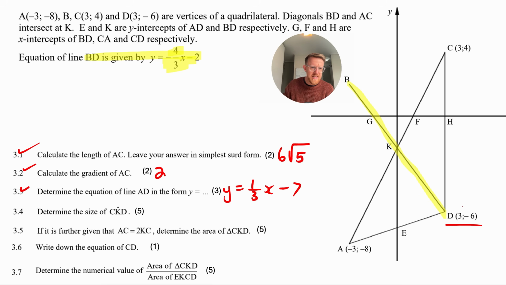Okay, this one says determine the size of the angle CKD. So you go from C, then you go to K, and then you go to D. So they want this angle here.